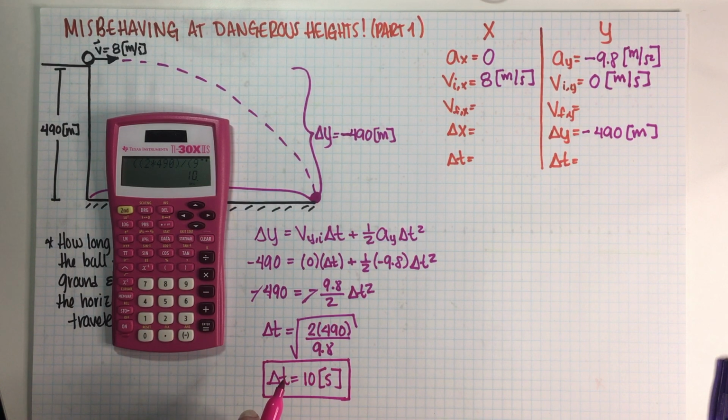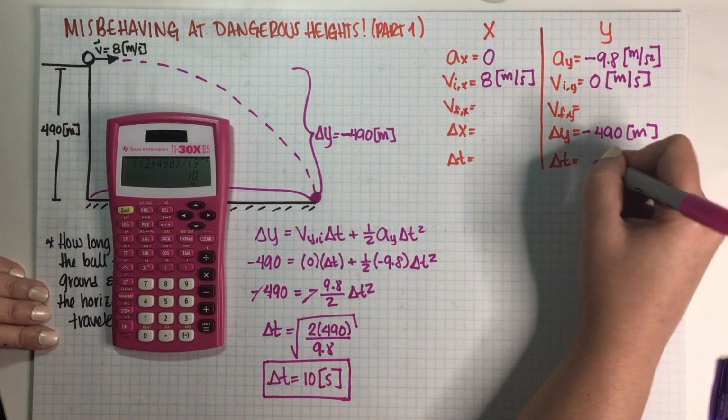Alrighty, so now I have my delta t, which is 10 seconds.